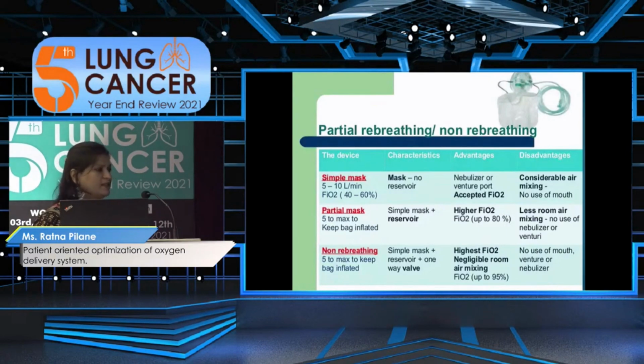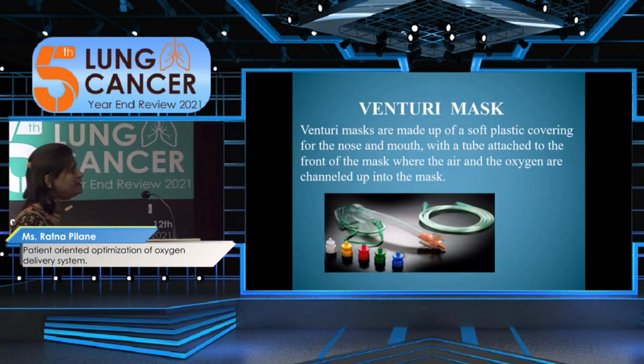It is a simple mask plus reservoir bag, whereas the simple mask doesn't have a reservoir bag, whereas the partial mask has the reservoir bag, and it has higher FiO2, about 80%, and less room air mixing, no use of nebulizer and venturi mask. Then the non-rebreathing mask, it is also called the high concentration mask, 5 to maximum to keep the bag inflated. It is a simple mask plus reservoir bag plus one-way valve, and it is high FiO2, with negligible room air mixing. There will be no exhaled and inhaled air mixing, and there is no use of mouth, venturi or nebulizer.